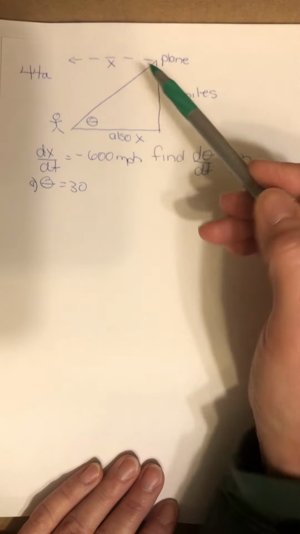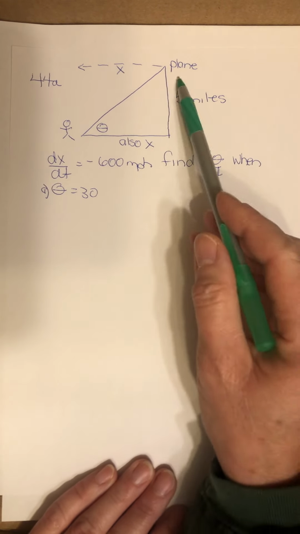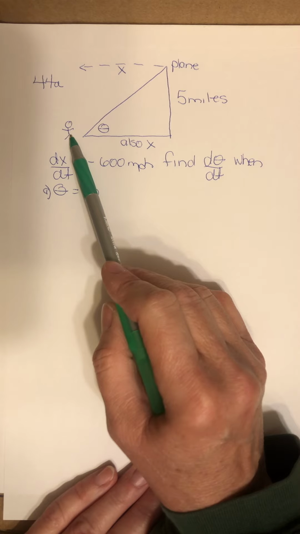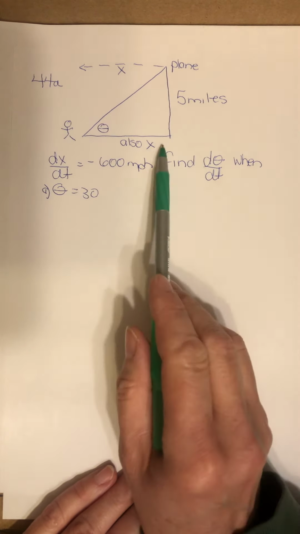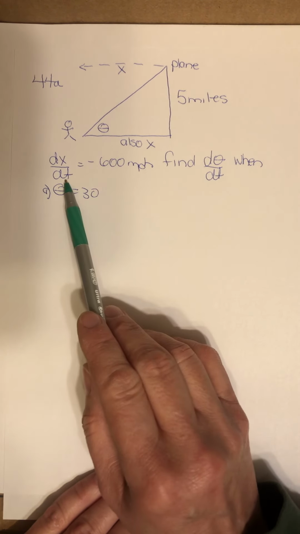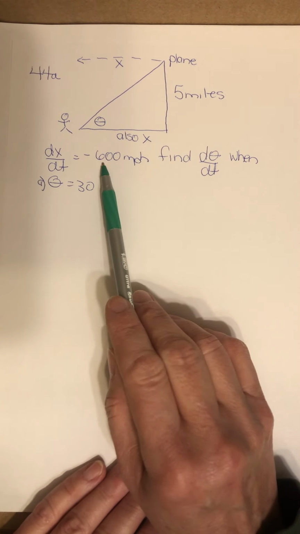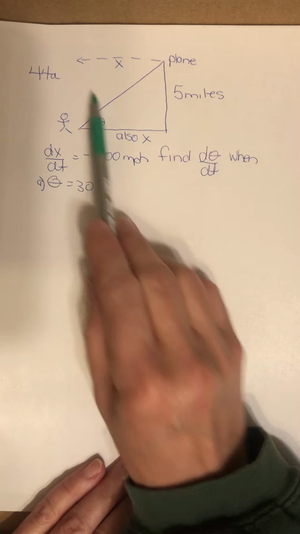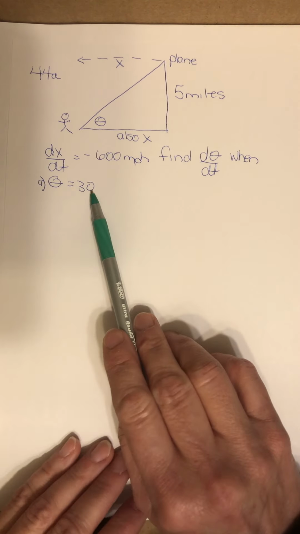Last problem, another airplane. Here we go, number 44A. This time the plane is traveling horizontally 5 miles up and is coming towards this observer here, right? So if this is the horizontal speed of the plane, this is also x, the ground speed. And they are saying that the speed of the plane horizontally, dx dt, is a negative 600 miles per hour. And they want us again to find d theta dt when theta equals 30.